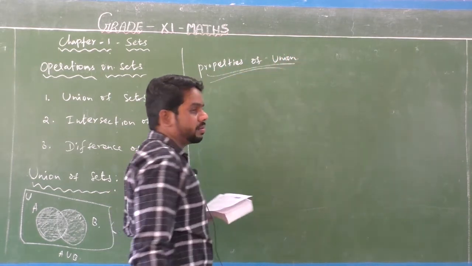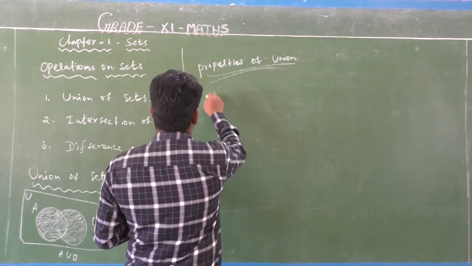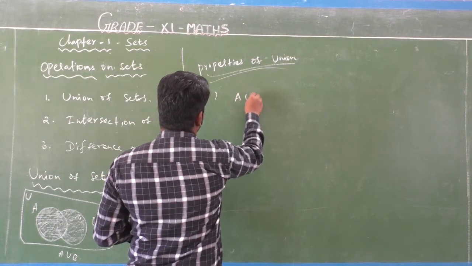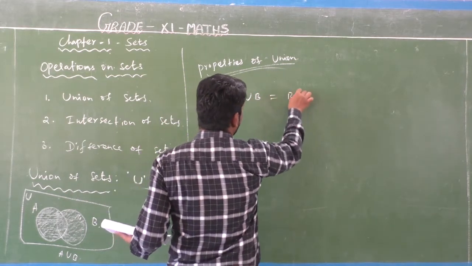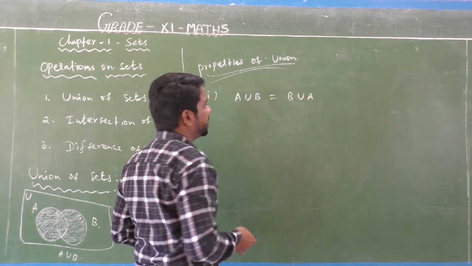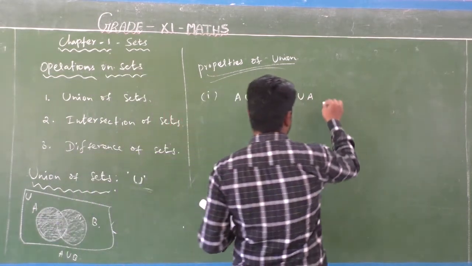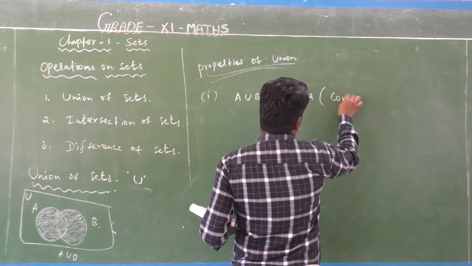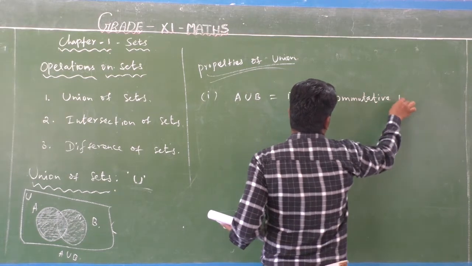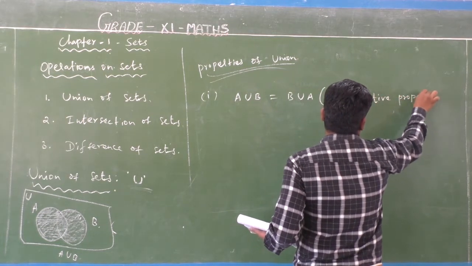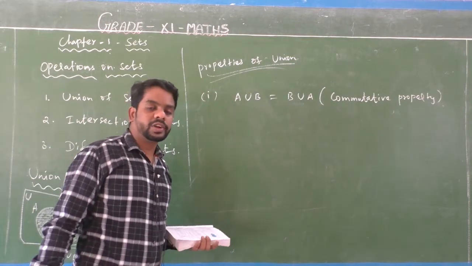Properties of the union operation. First one: A union B is equal to B union A. This is the commutative property, also called the commutative law.